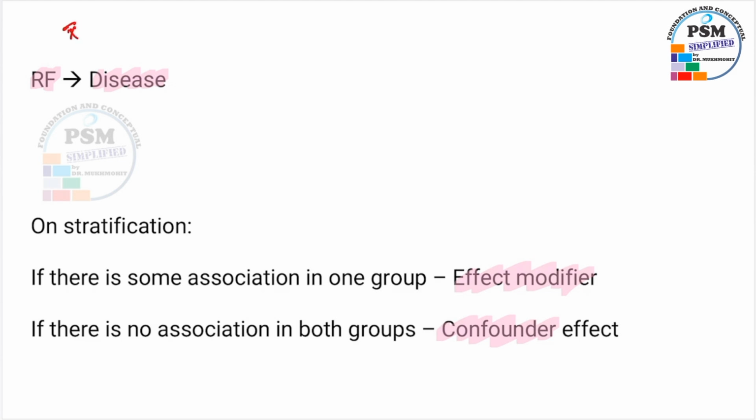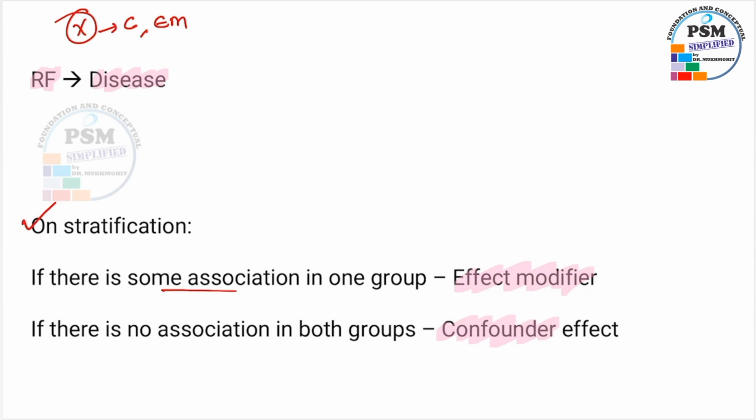Let me call that the x variable. Let us just call it the X variable. So now the X variable could be a confounder or it could be an effect modifier. How to find it out? What you do is you stratify based on the confounder or the effect modifier variable.